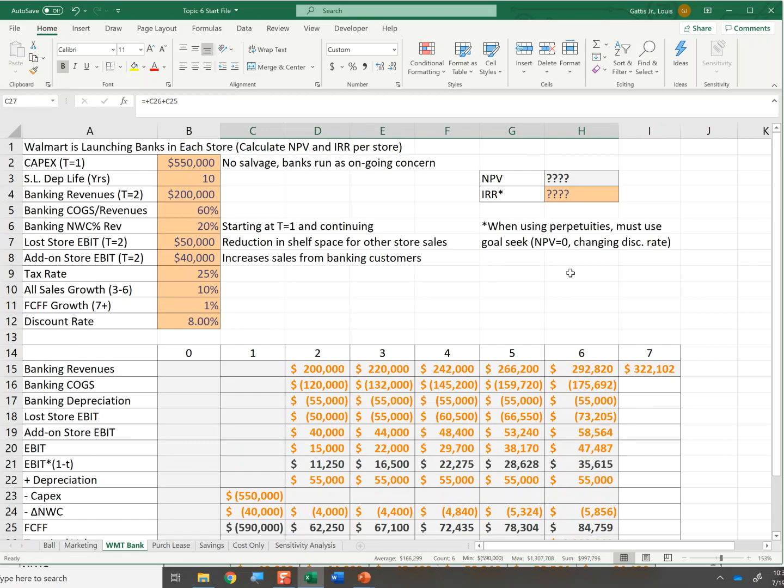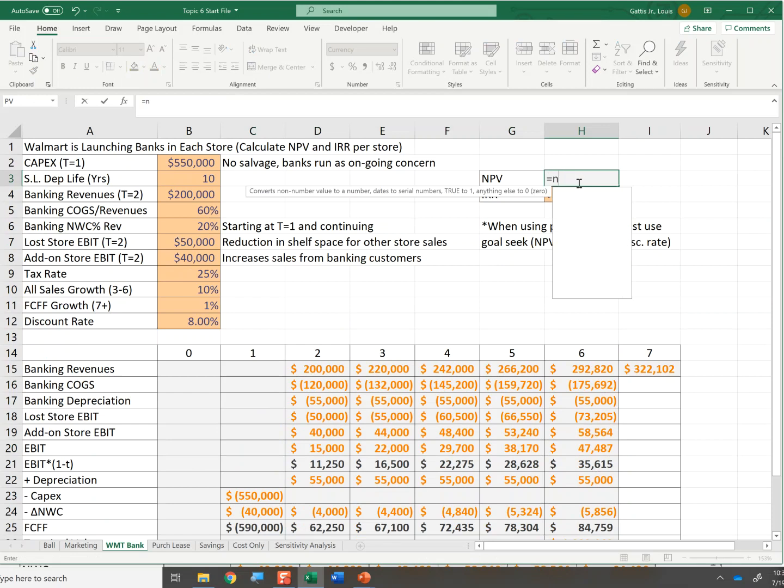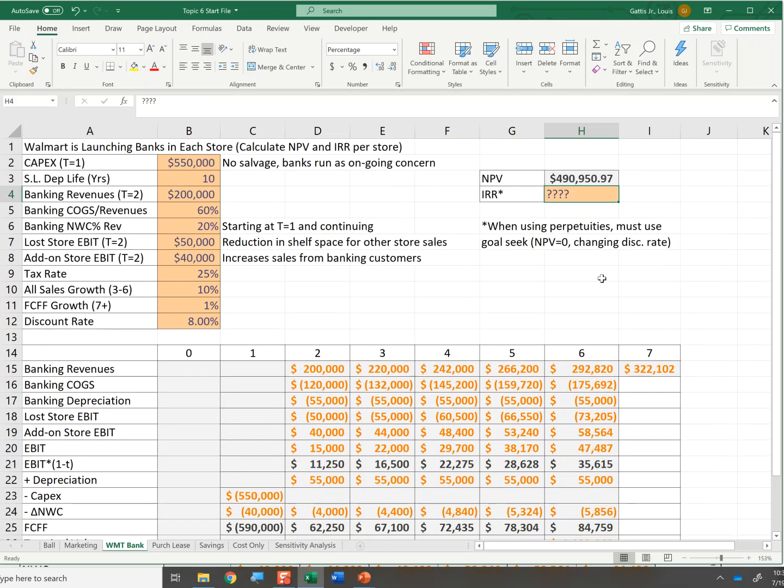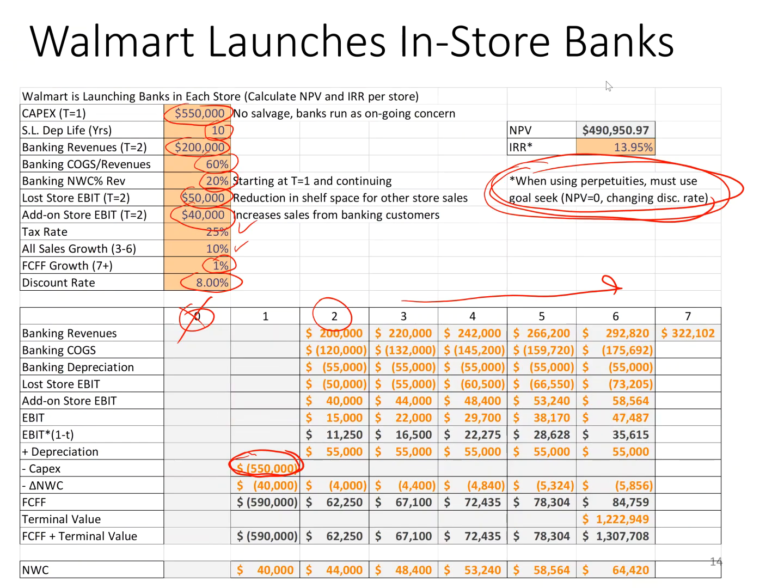I'll then calculate my NPV by taking my discount rate, comma, and since cash flows do start in period 1, I can start there and calculate that NPV: 490,950, same as the PowerPoint.